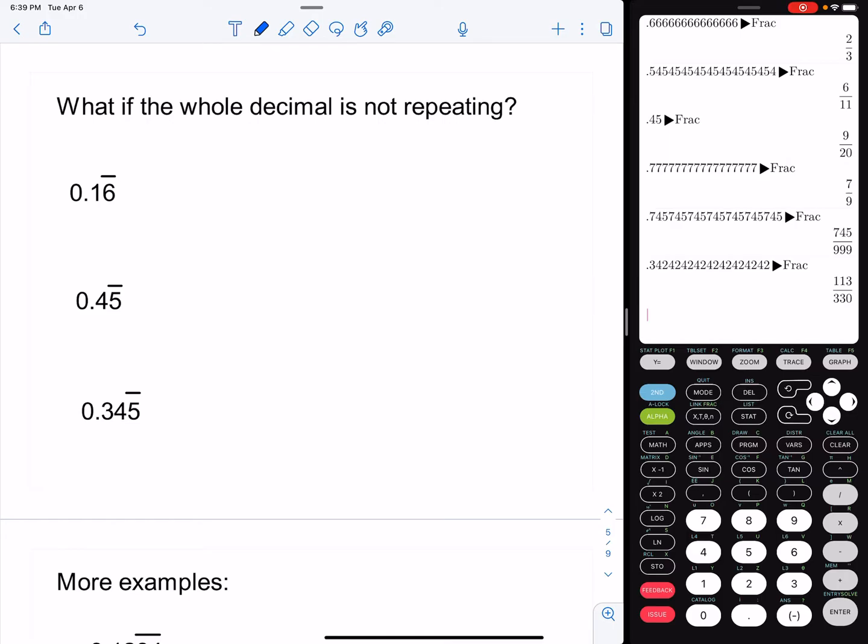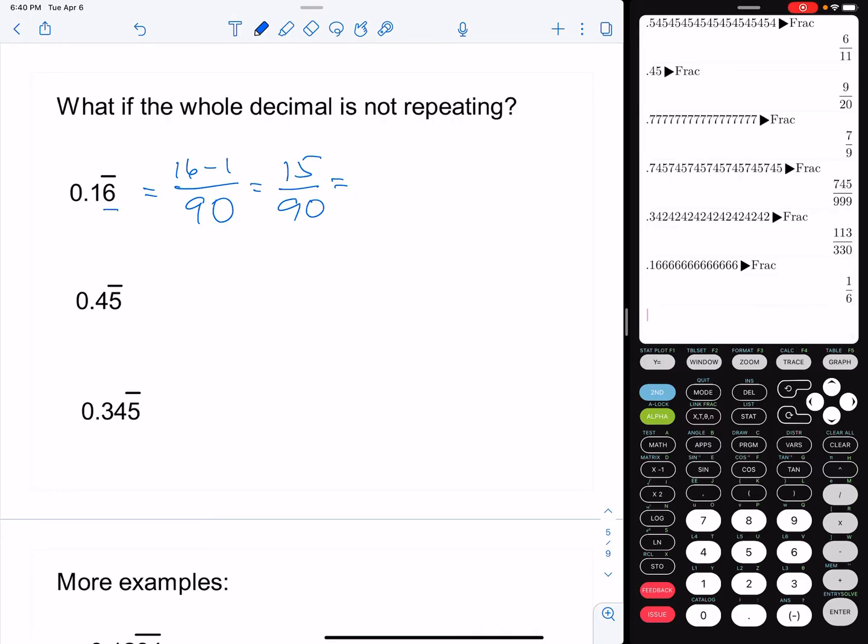We've got 0.16 with a bar on the 6. So for the numerator, we're going to take the entire decimal, and we're going to subtract from that the number formed by the non-repeating parts, in this case 1. We're going to put that over, well, we've got one digit that's repeating, one digit that's not repeating, so over 90. So 16 minus 1 is 15 over 90. And now we simplify. So that's where we go to our calculator. 0.1666666666, math, enter, enter, and you end up with 1/6 as your final answer.